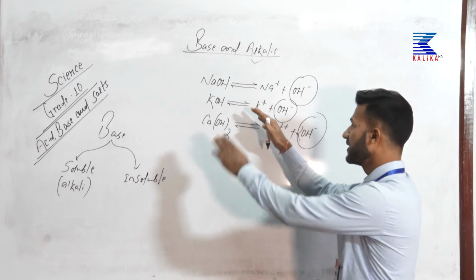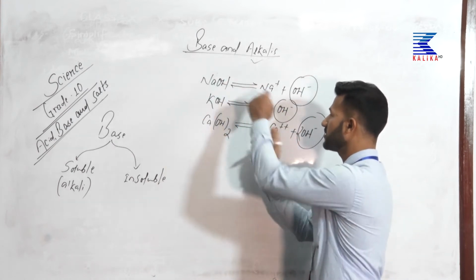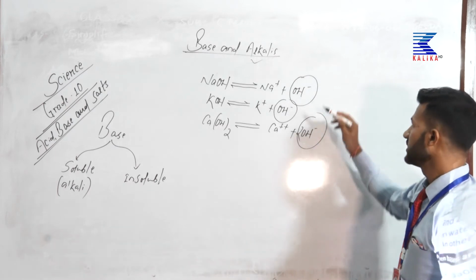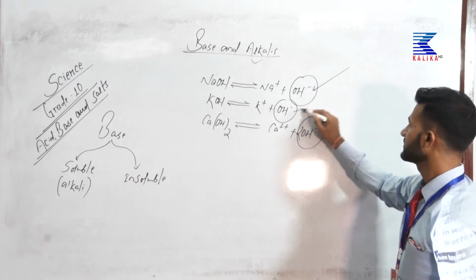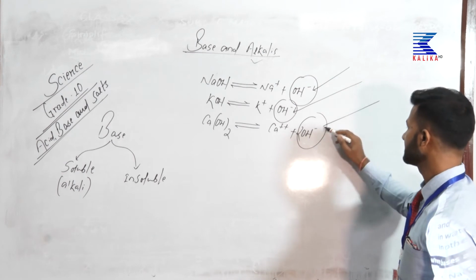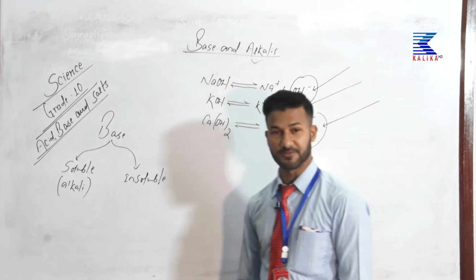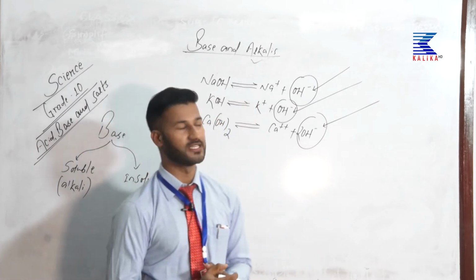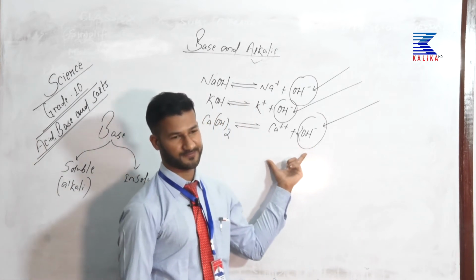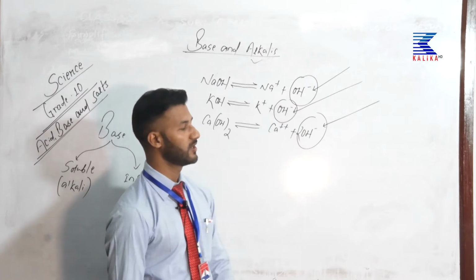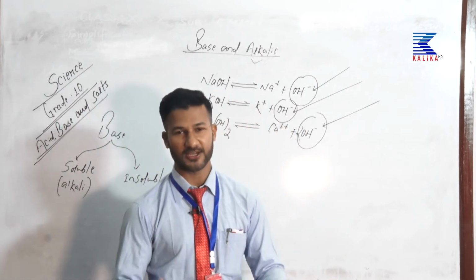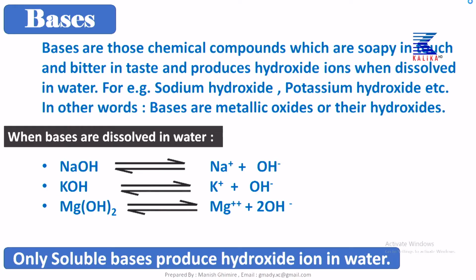Whenever soluble bases dissolve in water or whenever their aqueous solution is prepared, they all produce hydroxide ion, and that property makes them alkali. I think you have come to be very clear about these points. The same thing is mentioned on the screen. Only soluble bases are called alkalis. Have a look on the screen one more time.